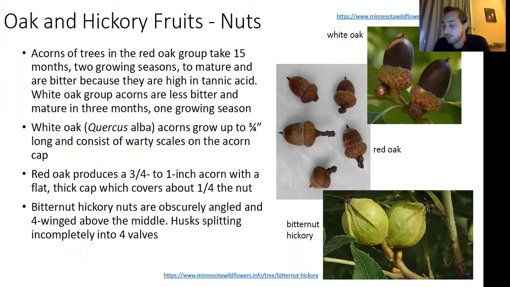So that is our fruits for oaks and hickories. Before we run through an example with a dichotomous key, I want to make sure there are no questions. We had a question: do bitternut hickories also take 2 years to develop? No, the bitternut hickories, even though they are also bitter, I don't think it's tannic acid, but again, I'm not 100% sure on that. They fruit every year, as well as the white oak.